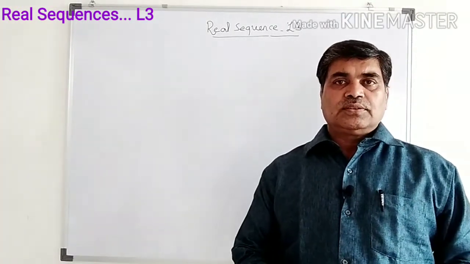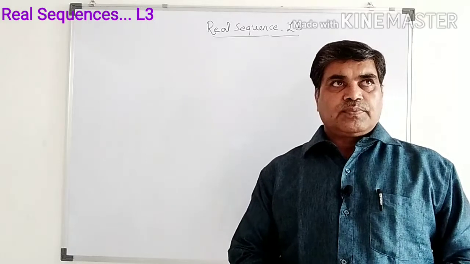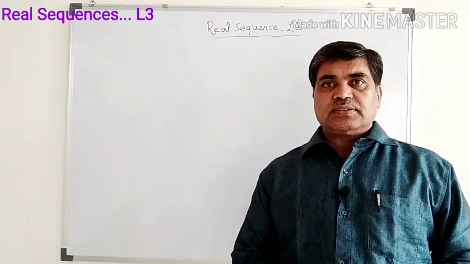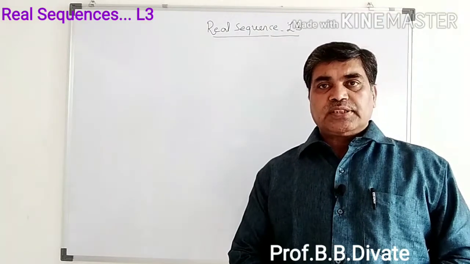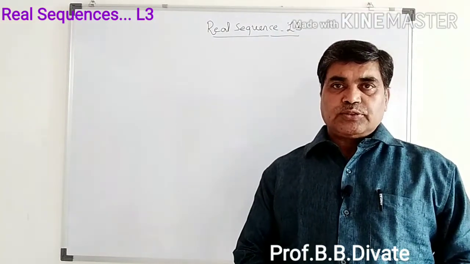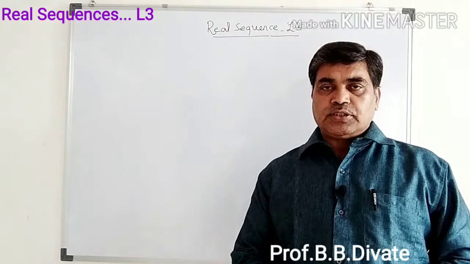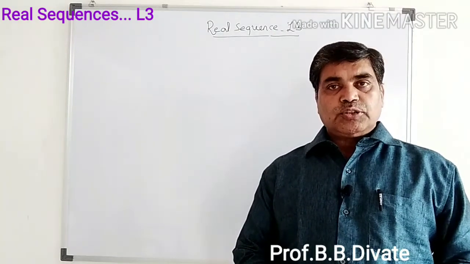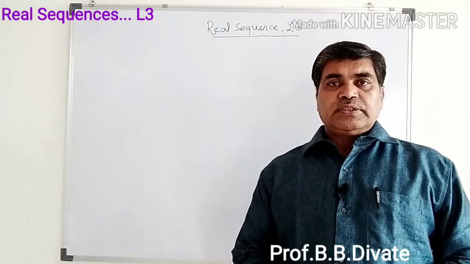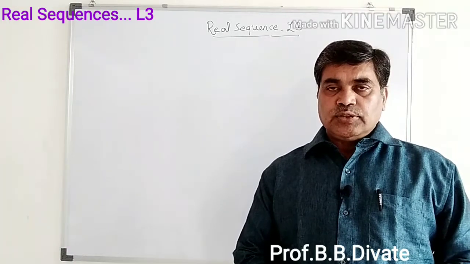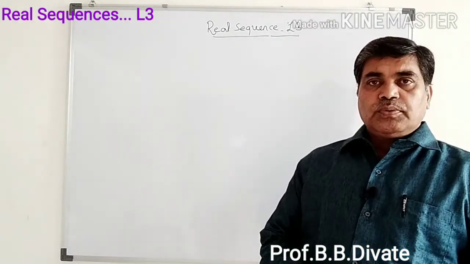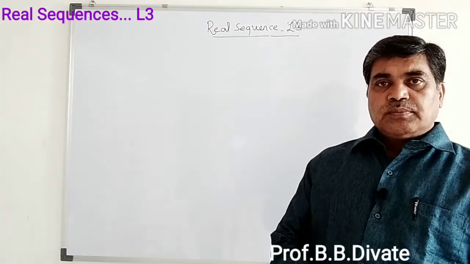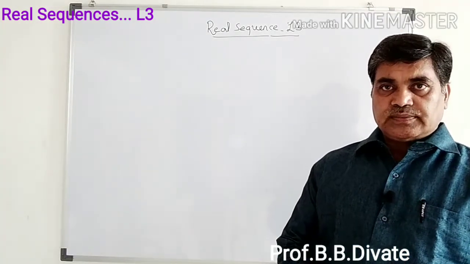Hello students, in the previous lecture we talked about convergent sequences, divergent sequences, types of divergent sequences: sequences diverging to infinity, minus infinity, and oscillatory sequences. We have also proved that if a given sequence is convergent then it has a unique limit. Today we will prove some results about convergent sequences.